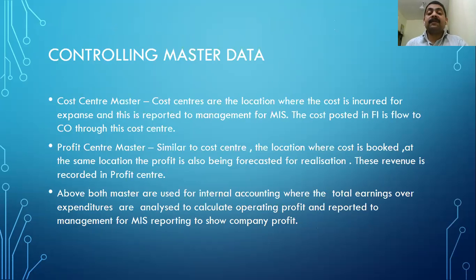The profit center master, similar to the cost center, is the location where the cost is booked. At the same time, profit is also forecasted for realization. This is captured under the profit center. Both of these entities are used for internal accounting purposes, where total earnings over expenditure are analyzed to calculate the operating profit, which shows the ultimate MIS reporting of the company's profit.